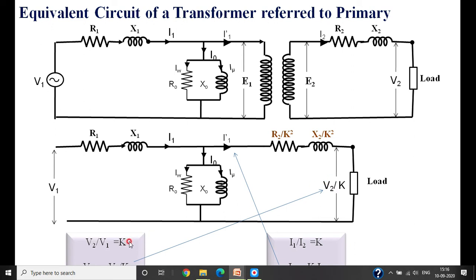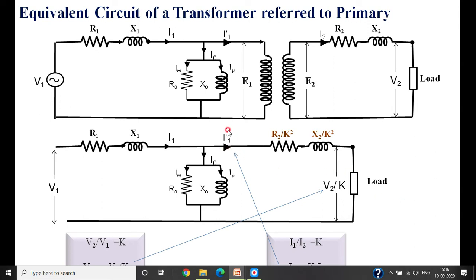We know the transformation ratio V2 by V1 is equal to K. Therefore, if you are referring to the primary side, then what I want is V1, that is, V1 is equal to V2 by K. That is why you are getting V2 by K here. What I want is to refer to the primary side. Therefore, V1 is equal to V2 by K.